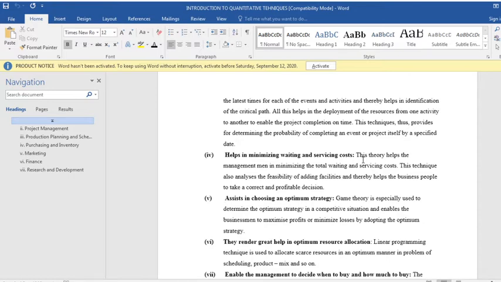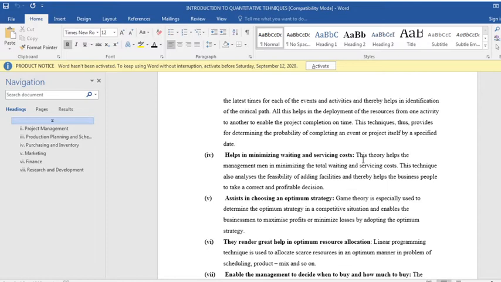The service cost is the cost the organization will incur in making sure customers are served. For example, if you go to the bank and there is only one teller, you as a customer will have to wait in the queue for quite a long period of time. But from the bank's point of view, they are going to incur very little cost because they are only going to pay the salary for that one teller.